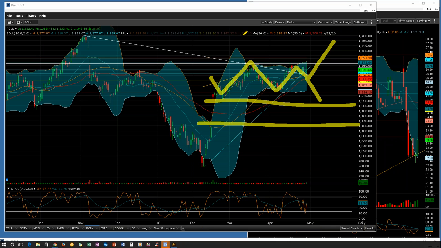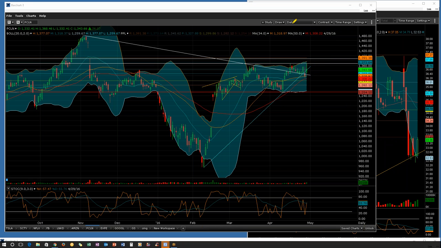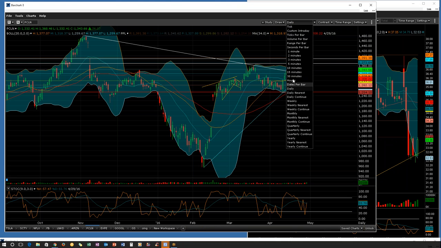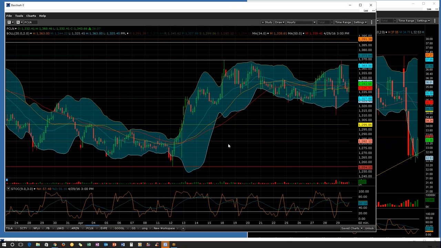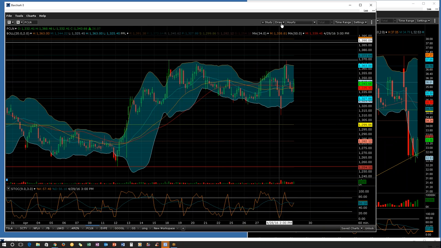We don't know. So let's look at this on a shorter term basis. Hold on. Hourly. So let's take this out. The way you do it, you click right, just delete. So it's an hourly chart on the stock. Start drawing your lines on it. Take the mouse, do it.